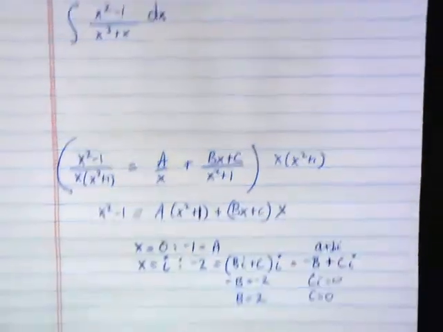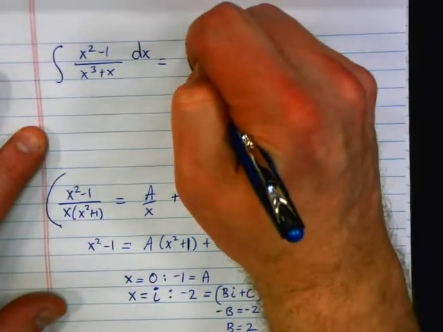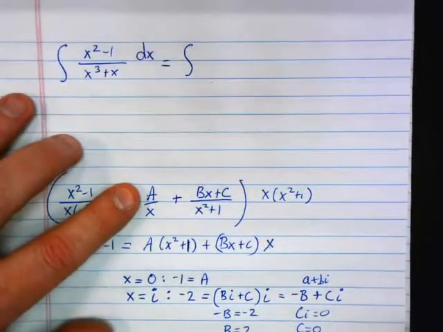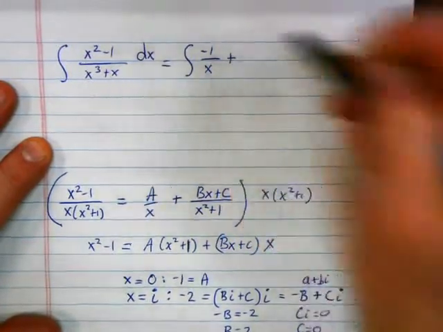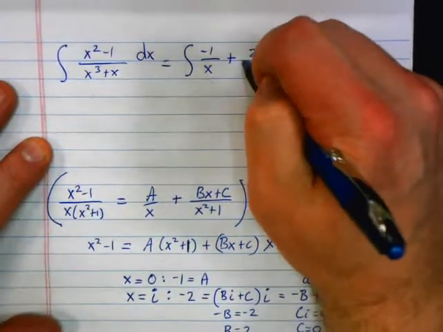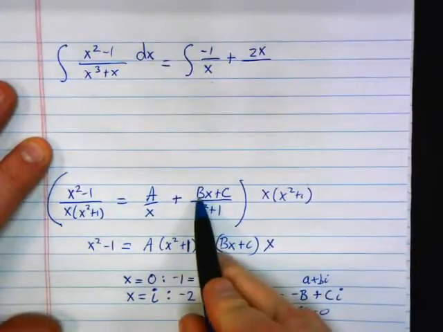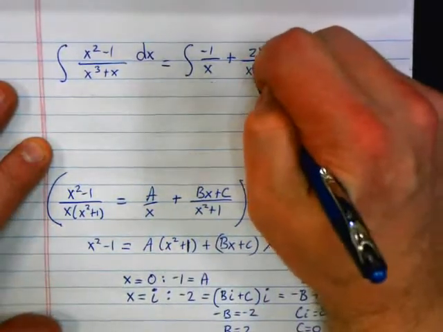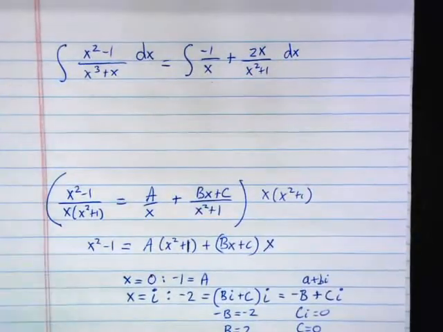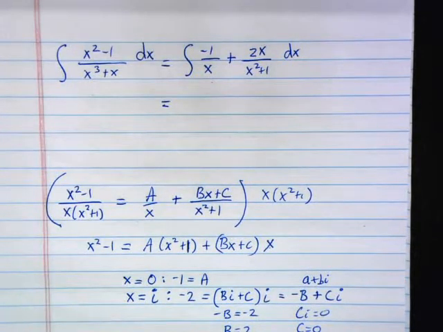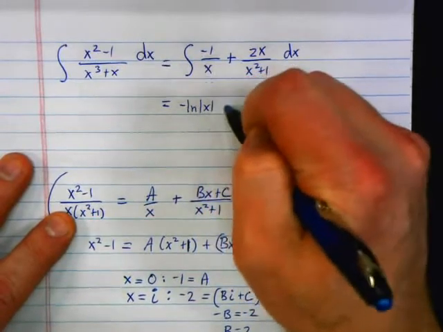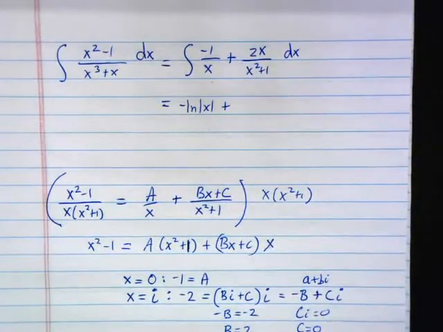All right. So all the algebra's done. We come back here. We're going to integrate. A was the number -1, so we're going to have -1 over x plus 2x, because b was 2, 2x over x squared plus 1 dx. What's the integral of -1 over x? Negative ln x. Plus, what's the integral of 2x over x squared plus 1?